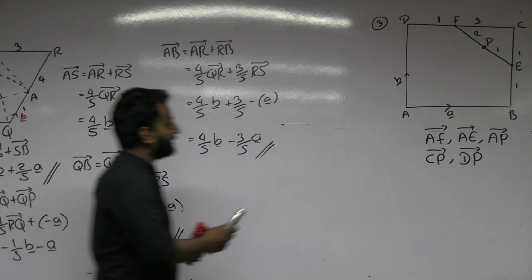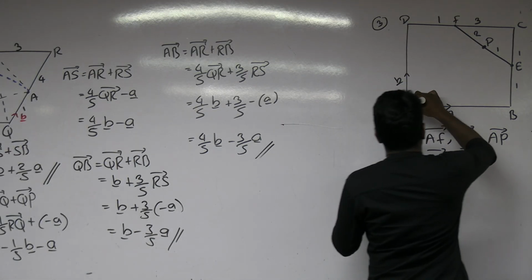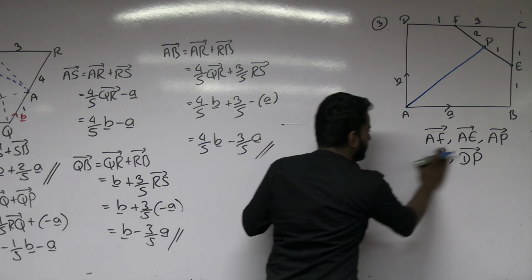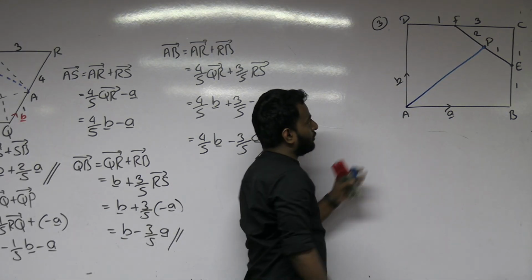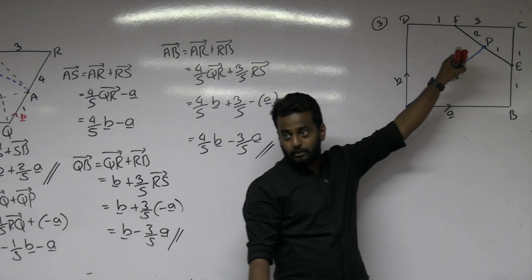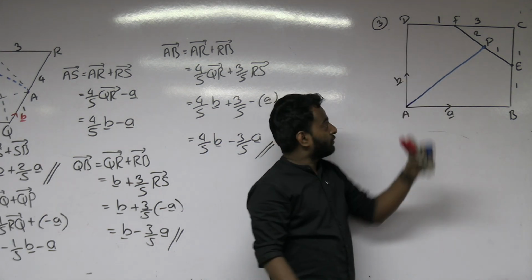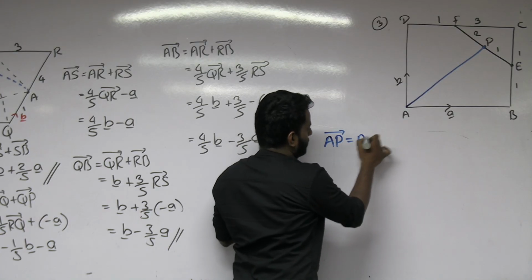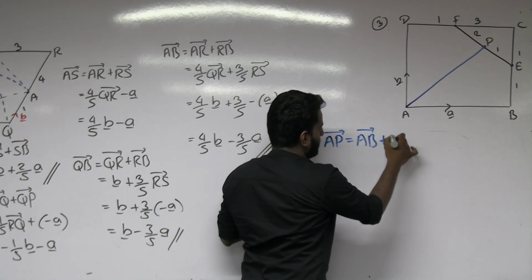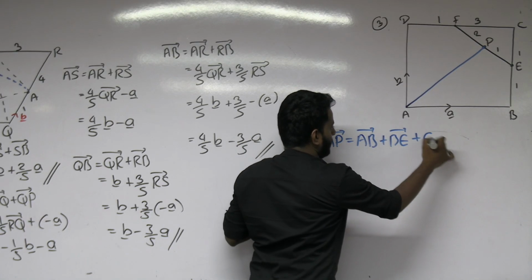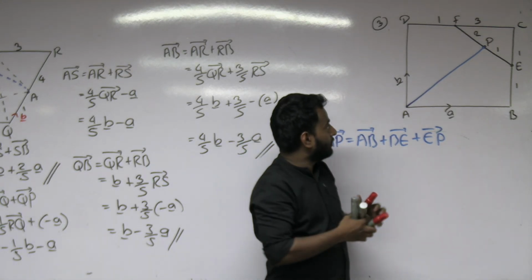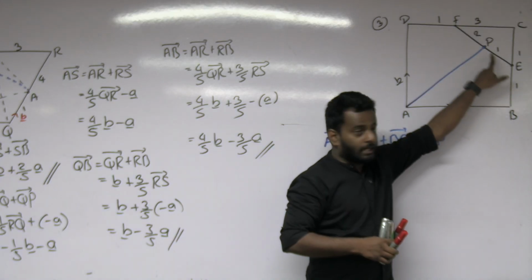Okay, so here to find AP, we'll do a much easier example. So the method of writing AP is something like this. Either you can use this route to go from A to P or else through D. So we can write AP equals AB plus BE plus EP. So that's what we did now.